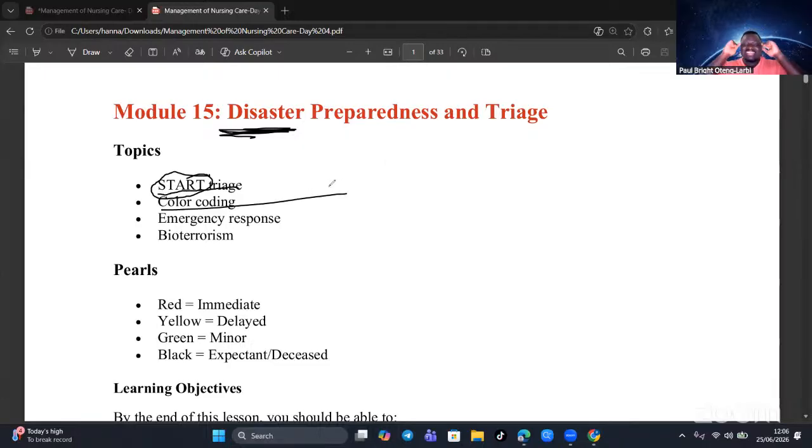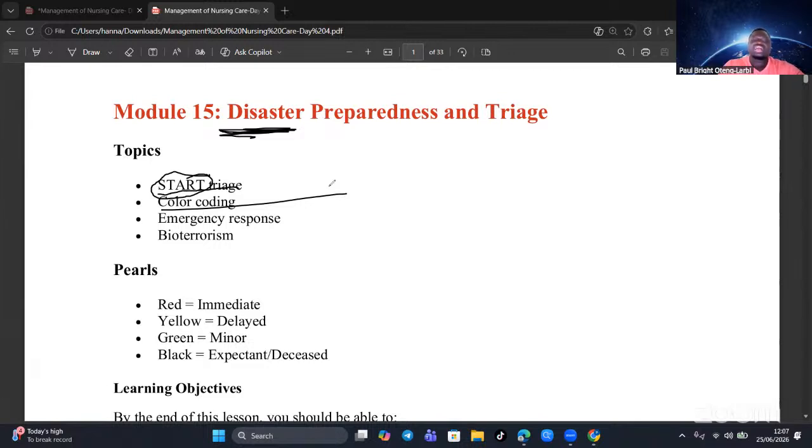Once you start, the next thing is your color coding. You should know your color coding and how to code the people, human beings, in disaster management. Then emergency response: when I did my color coding, which of them are surviving? Emergency response, come for them. Ambulance, come for them, take them to hospital. This guy is in black. All blacks, you don't have to waste your time and fuel on them.